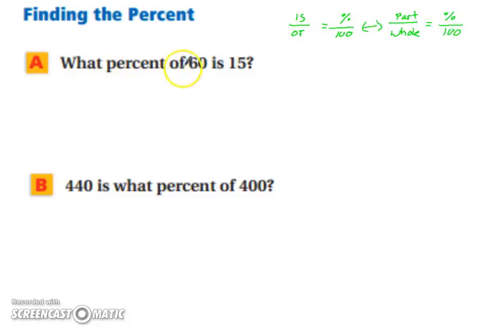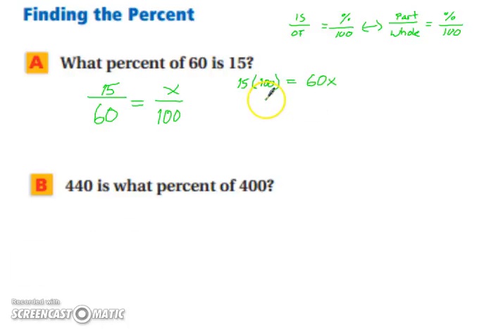Alright, so what percent of 60 is 15? So we have our part and our whole, and we don't know what our percent is, so it's our unknown, and it always goes over 100, because if we return back to the definition of percent, it compares a number to 100, so you have to have that 100 in there. Alright, now we can cross multiply, so we have 15 times 100 equals 60 times x.